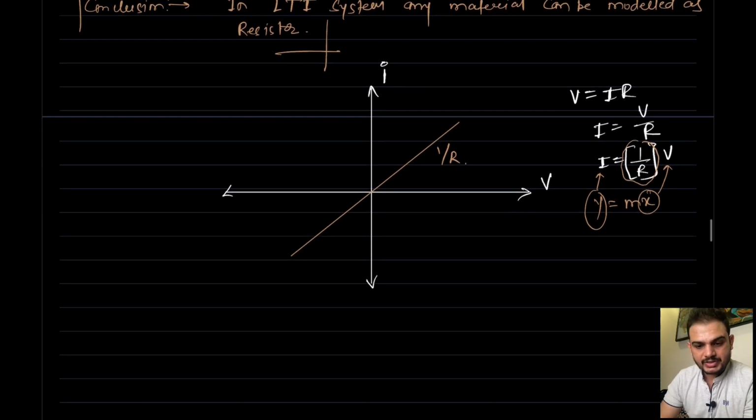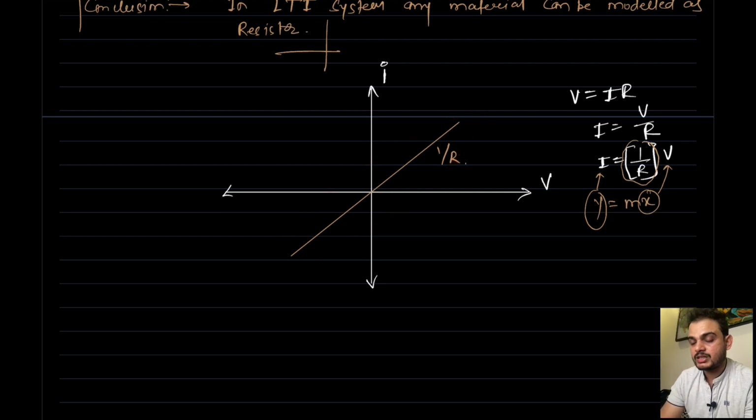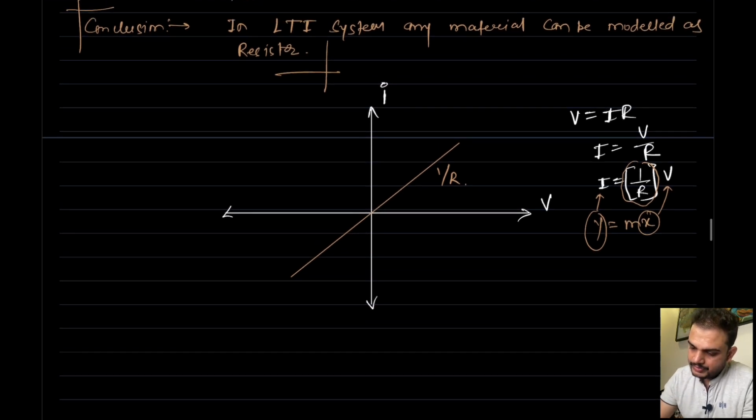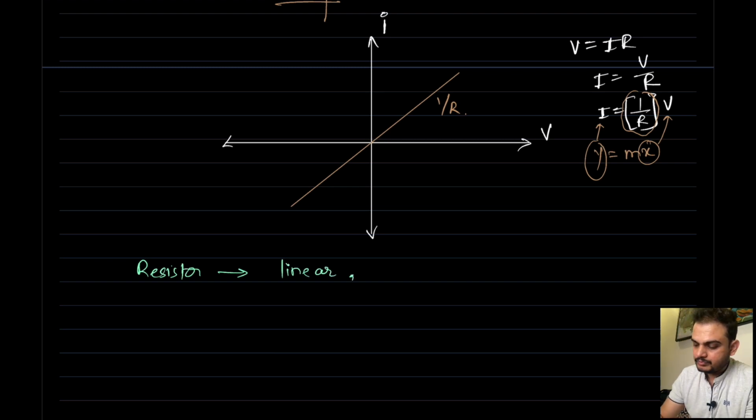This is in the linear time invariant system. Here we can see it is a linear device, because we have neglected the parametric changes such as saturation and temperature. You can see it is rising in a linear manner. So what we can comment on this graph is that in a linear time invariant system any material can be modeled as a resistor. So this resistor is a linear element.